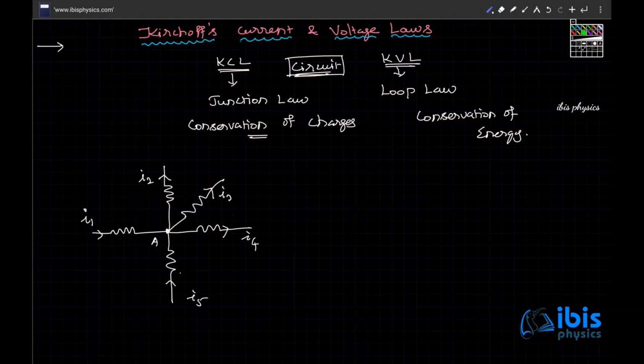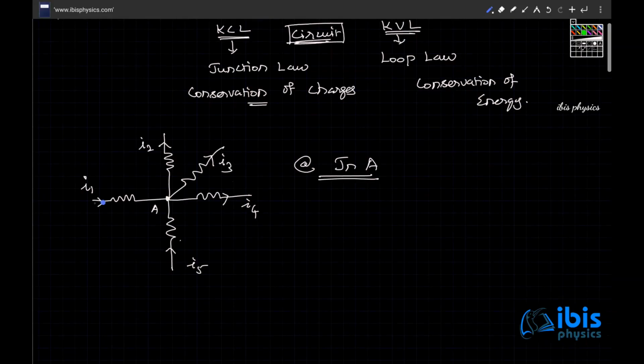So we can just do it like this. At the junction A, current toward the junction is positive, and current going away from the junction is negative. If I1 is the current toward the junction, it is plus I1, and I2, I3, I4 are going away from the junction, hence minus I2, minus I3, minus I4, and I5 is toward the junction, so plus I5. So the total current at the junction is 0, because whatever current comes toward the junction goes away from the junction. Hence the net current at the junction is 0.